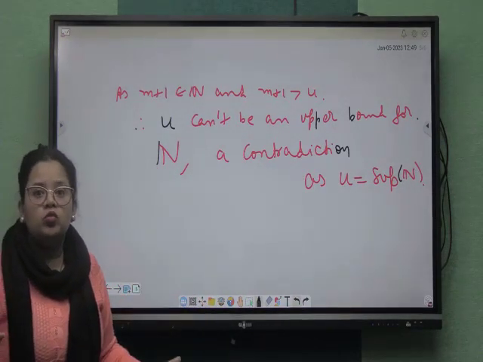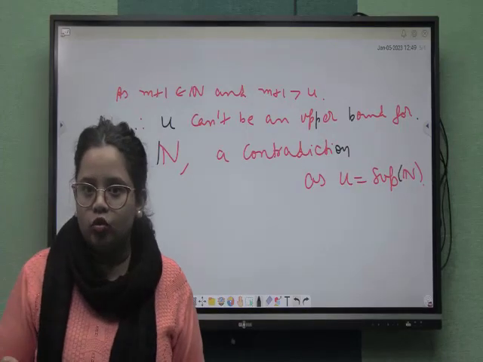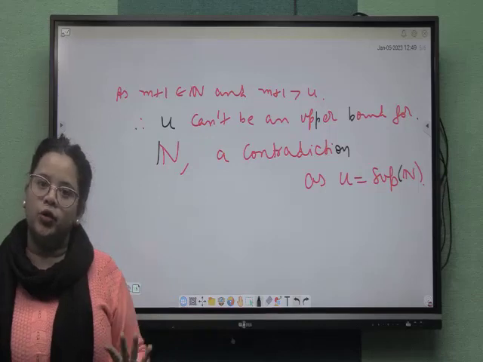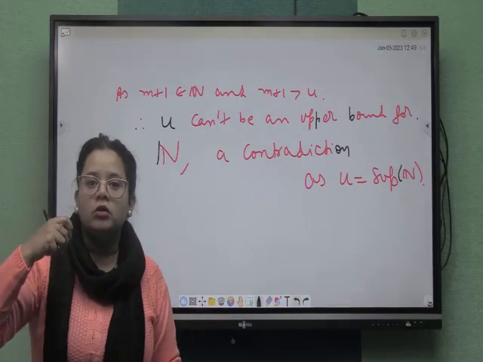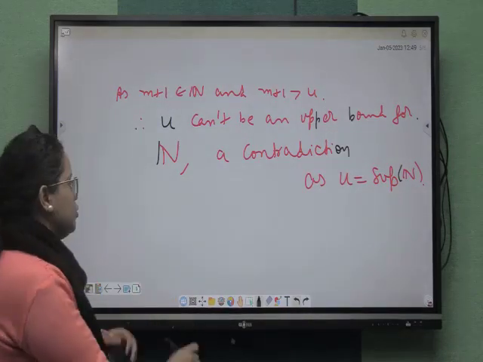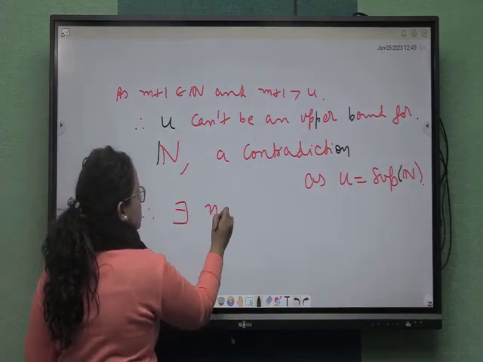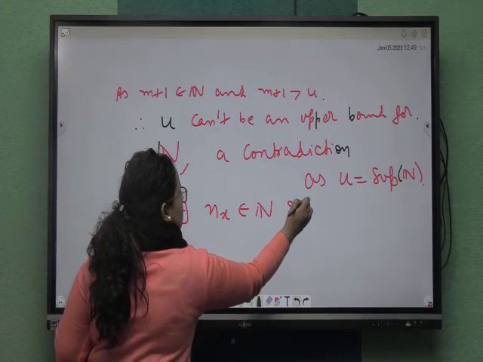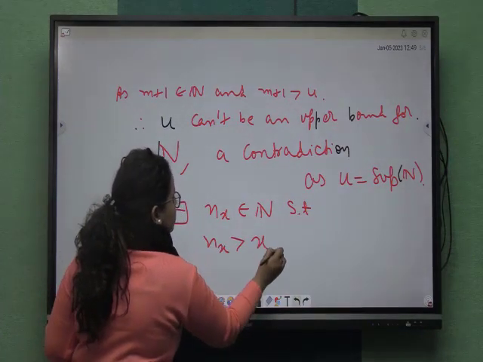Contradiction to what? It means I have assumed something which is not true. And what did I assume? I said that all the natural numbers are less than x. So this means it is not so. Some natural number will definitely be found which is greater than x. So therefore there exists an n belongs to N such that n is greater than x.